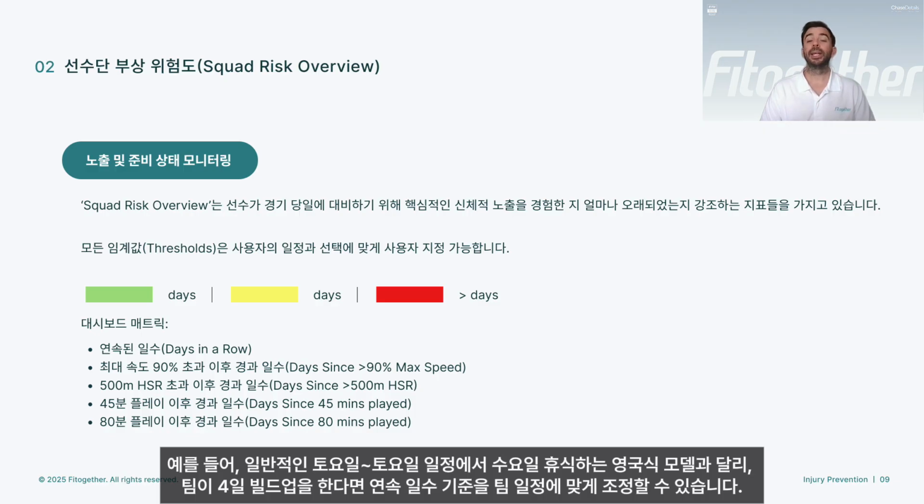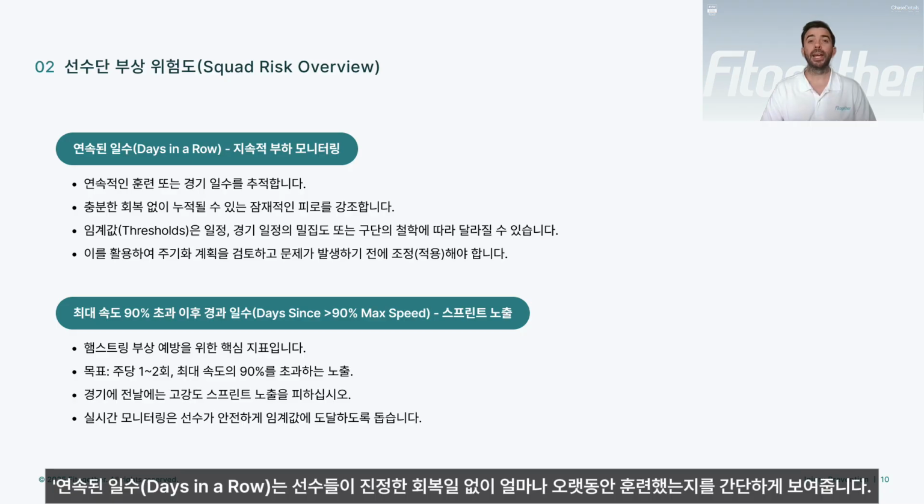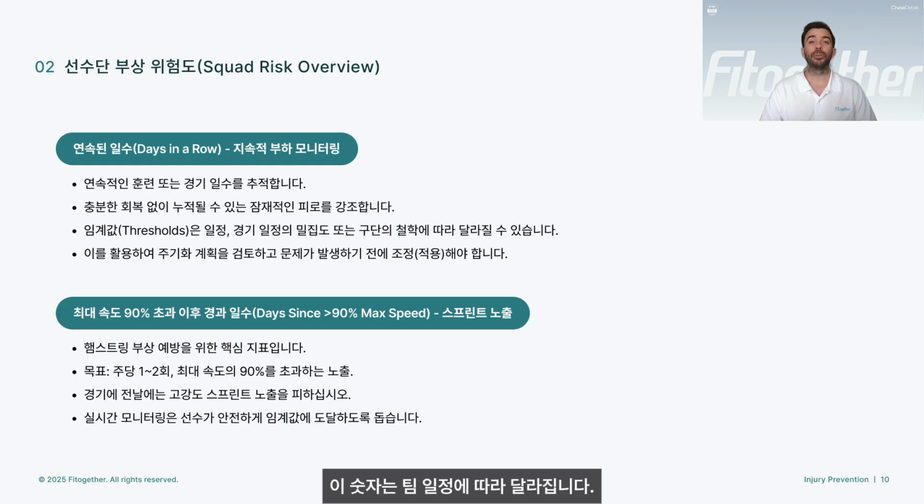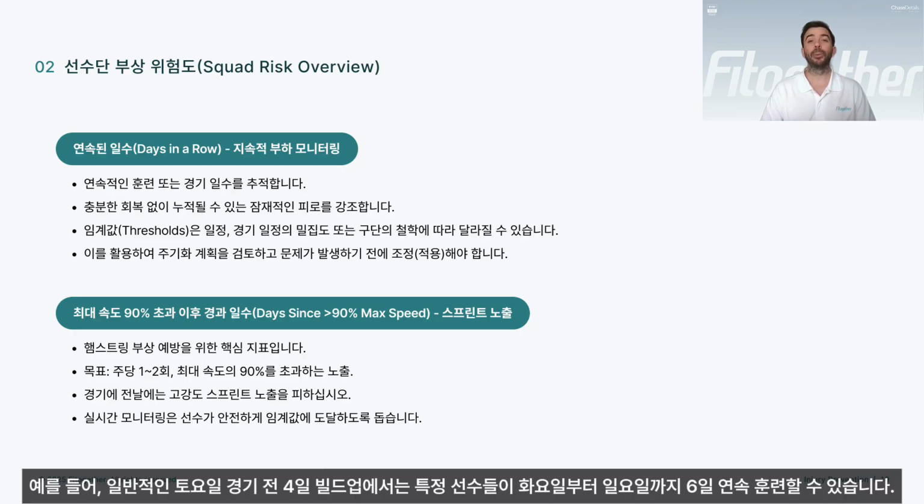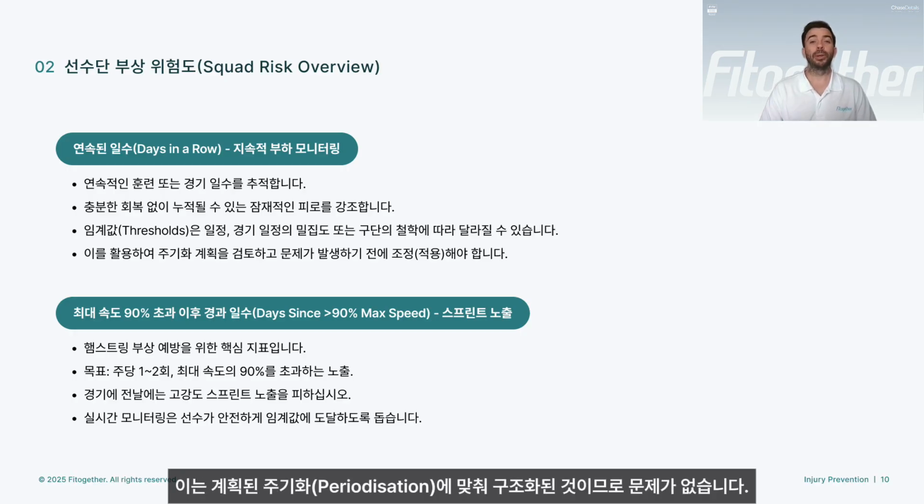For example, if you have a 4-day build in compared to the more British model of a Wednesday off in a normal Saturday to Saturday schedule, you can adjust the number of days in a row for your schedule. Days in a row gives you a simple view of how long players have gone without a true recovery day. This number will vary depending on your schedule. For example, with a normal 4-day build-up to a Saturday match, players in particular, squad players, might train Tuesday through Sunday, 6 days in a row. That's fine because it's structured into the periodization plan.